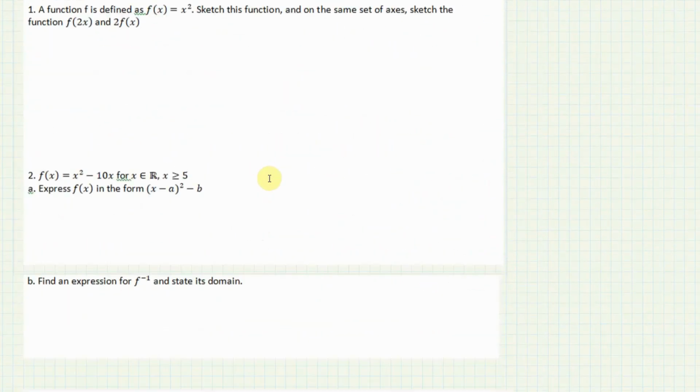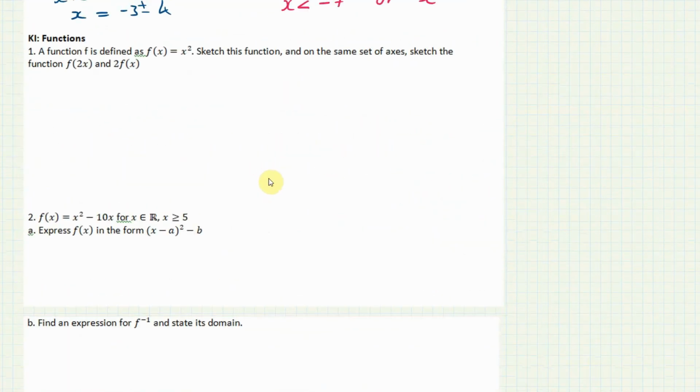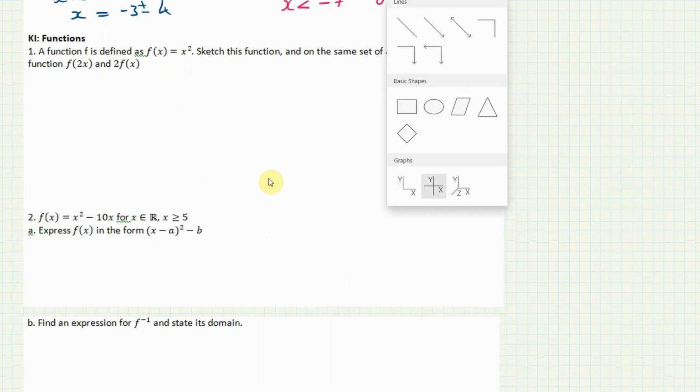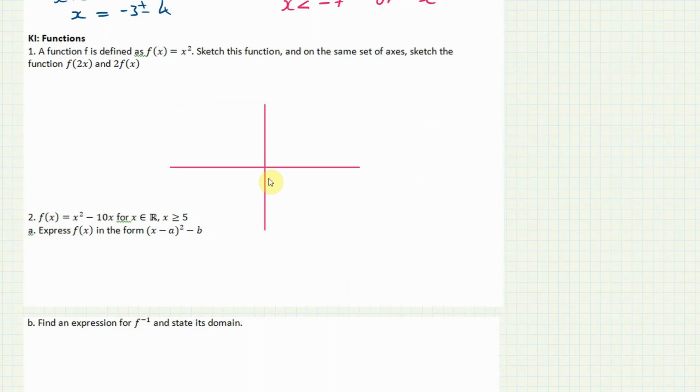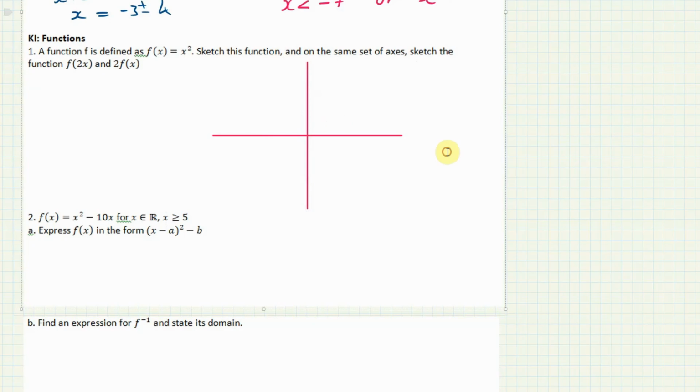Okay, moving right along, now we're on to functions. So we've got this function defined as x squared, and we've got to sketch it. Okay, let's see if I've got an axis. Oh yes, perfect, I can do this. Here's our axis, and we've got to sketch x squared. So this is f(x), okay? So let's say this is what we've got.